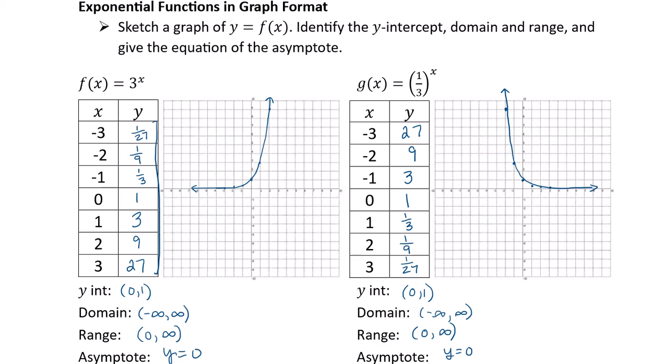In fact, g of x is a reflection of the graph f of x here over the y-axis. Another way to write this function would be 3 to the negative x. In this form, we can see more easily that this is a reflection across the y-axis from the knowledge that we have about transformations to this point in the course.